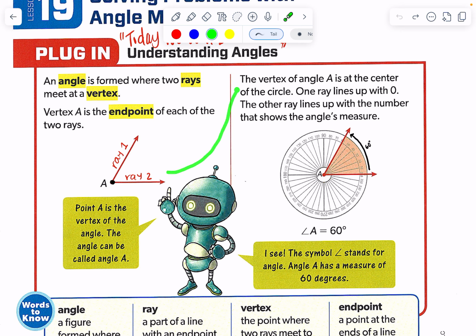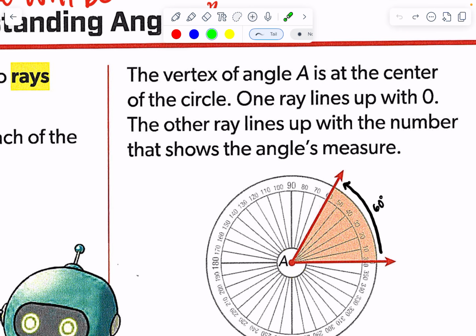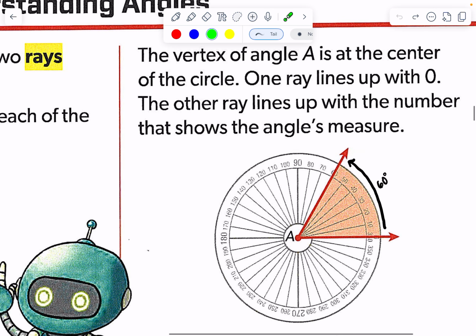So then it tells us that the vertex of an angle A is at the center of this circle. And we know that a circle is 360 degrees. One of the rays lines up with 0, which is right here. The other ray lines up with the number that shows the angle's measure. So this is the other ray.